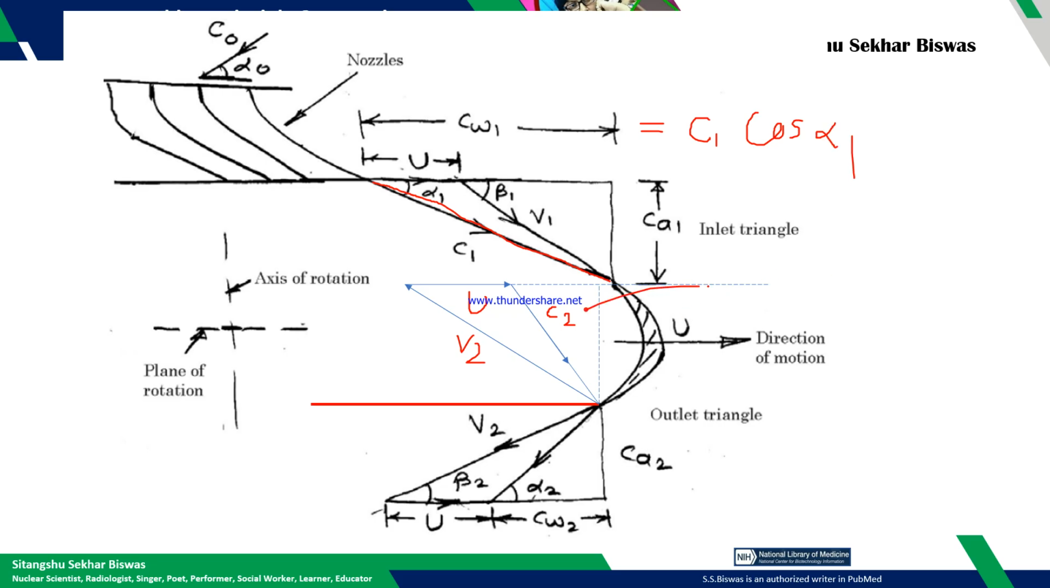Similarly here, this is C2, so this is alpha 2. If it is alpha 2, this is also alpha 2. So this will be C2 cos alpha 2.